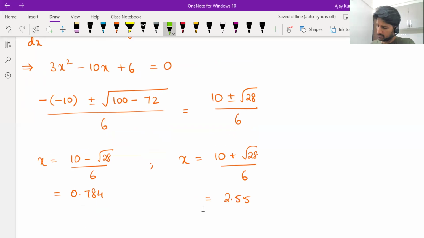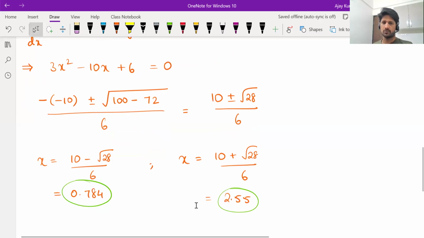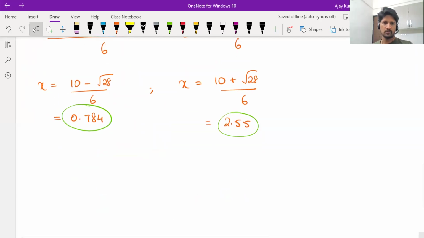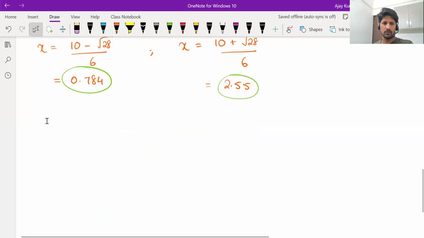Now at x equal to 0.784 or 2.55, the function can have a maximum or a minimum. One can be maximum, one can be minimum also. Now look at the graph and you yourself can see whether what we got is correct or not.